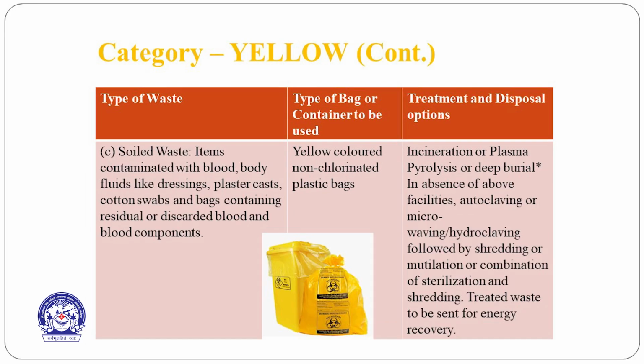Soiled waste like items contaminated with blood, body fluids like dressings, plaster cast, cotton swabs and bags containing residual or discarded blood and blood components. The types of bags are yellow colored non-chlorinated bags, incineration or plasma pyrolysis or deep burial. In absence of any of the above facilities, autoclaving or microwaving or hydroclaving, followed by shredding or mutilation or combination of sterilization and shredding, treated waste to be sent for energy recovery.